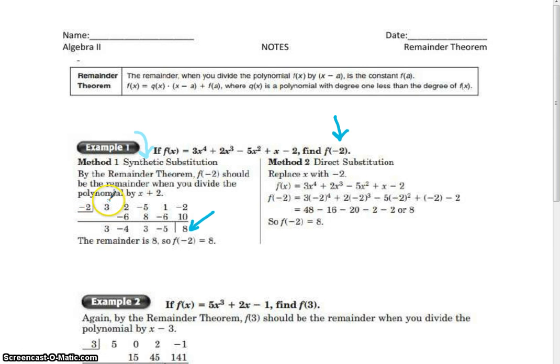And then we did synthetic, we brought down the 3, -2 times 3 is -6, we combined 2 minus 6 is -4, multiply, -2 times -4 is 8, combine, -5 plus 8 is 3, multiply -2 times 3 is -6, combine, 1 minus 6 is -5, multiply -2 times -5 is +10, and combine -2 and 10, and we have a remainder of 8. So your answer is 8, okay? F of -2 equals 8. You could do it this way, but to me, it's a lot more work.